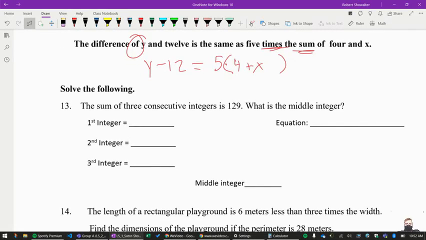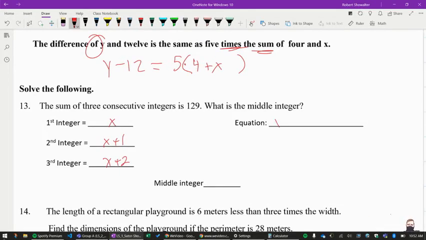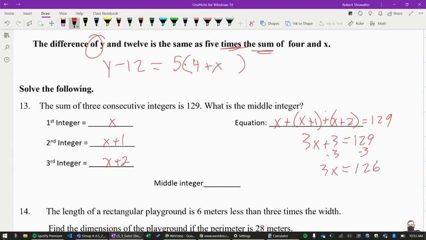Here we go. The sum of 3 consecutive integers is 129. So we have x plus 1. We don't have the odds or evens going on here, so it's just that pattern. Their add up together is going to be 129. Okay, simplify. Ooh, that should not be a 6. That should be a 3. 129 minus 3 minus 3. X equals 126. Divided by 3. X equals 42. What does that even mean?